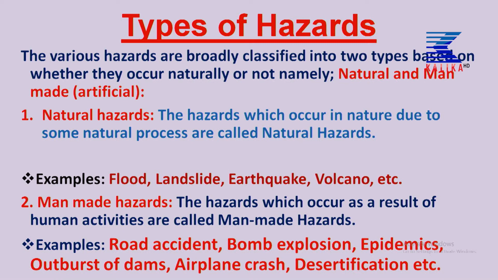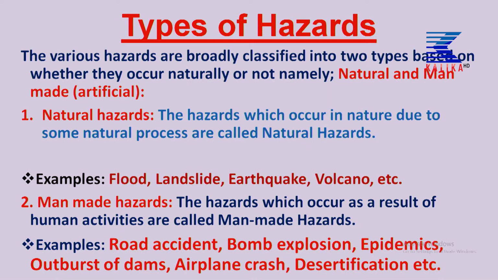So, pretty much, let me explain about that. The various hazards are broadly classified into two types based on whether they occur naturally or not, namely natural hazards and man-made hazards, and they are also known as artificial hazards. Natural hazards: the hazards which occur in nature due to some natural process are called natural hazards. Examples: flood, landslides, earthquake, volcano, etc.